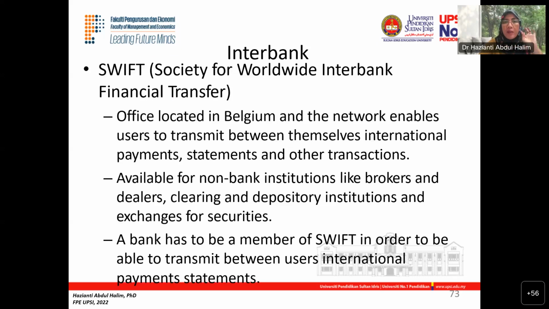So this is for international. For interbank worldwide we call it SWIFT, like I said earlier, there is a SWIFT code, Society for Worldwide Interbank Financial Telecommunication, office located in Belgium. The network enables users to transmit between themselves international payment statements and other transactions. Okay, it is available for non-bank institutions like brokers, dealers, clearing and depository institutions, and exchanges for securities. But a bank has to be a member of SWIFT in order to transmit international payment statements between users.